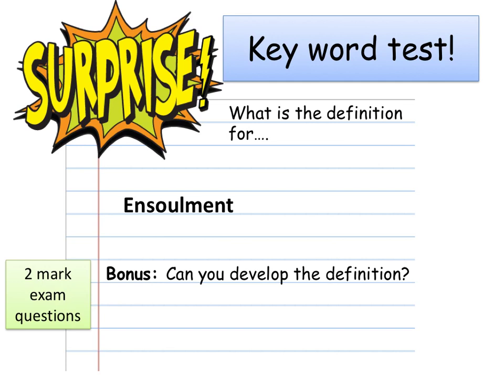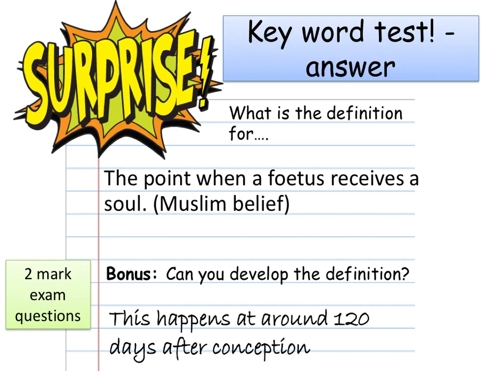Time for another keywords test. What is the definition for ensoulment? Can you develop your definition? Ensoulment is the point when a fetus receives a soul. This is a Muslim belief. A development for that definition could be that it happens at around 120 days after conception.